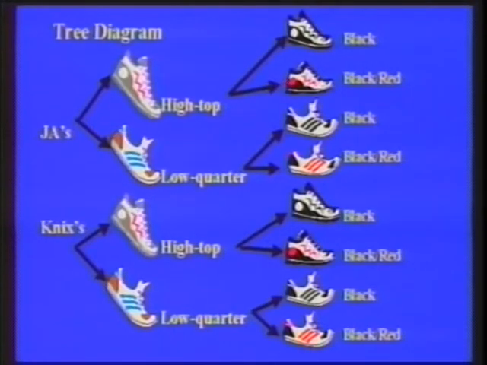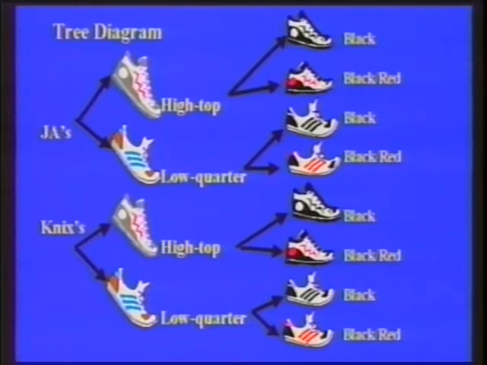Here you see a visual example of all the types of combinations. They're looking for a shoe called JA and Knicks. Both shoes come in high top and low quarter. Both shoes come in several different colors. And if you'll notice, from the 2 brands of shoes they're considering, they end up with some 8 different combinations of those shoes.